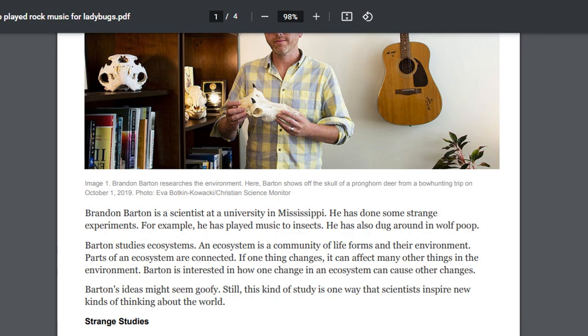Brandon studies ecosystems. An ecosystem is a community of life forms and their environment. Parts of ecosystems are connected. If one thing changes, it can affect many other things in the environment. Barton is interested in how one change in an ecosystem can cause other changes. Barton's ideas might seem goofy. Still, this kind of study is one way that scientists inspire new kinds of thinking around the world.